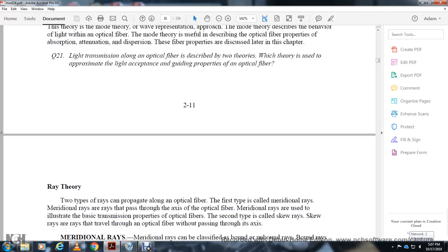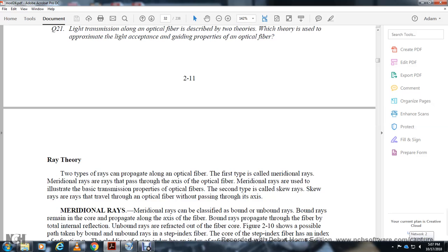Ray theory. There are two types of rays propagated along the optical fiber. The first type is the meridional rays. The meridional rays pass through the axis of the optical fiber and are used to illustrate the basic transmission properties of the optical fiber. The second type is called the skew rays. Skew rays travel through the optical fiber without passing through its axis.